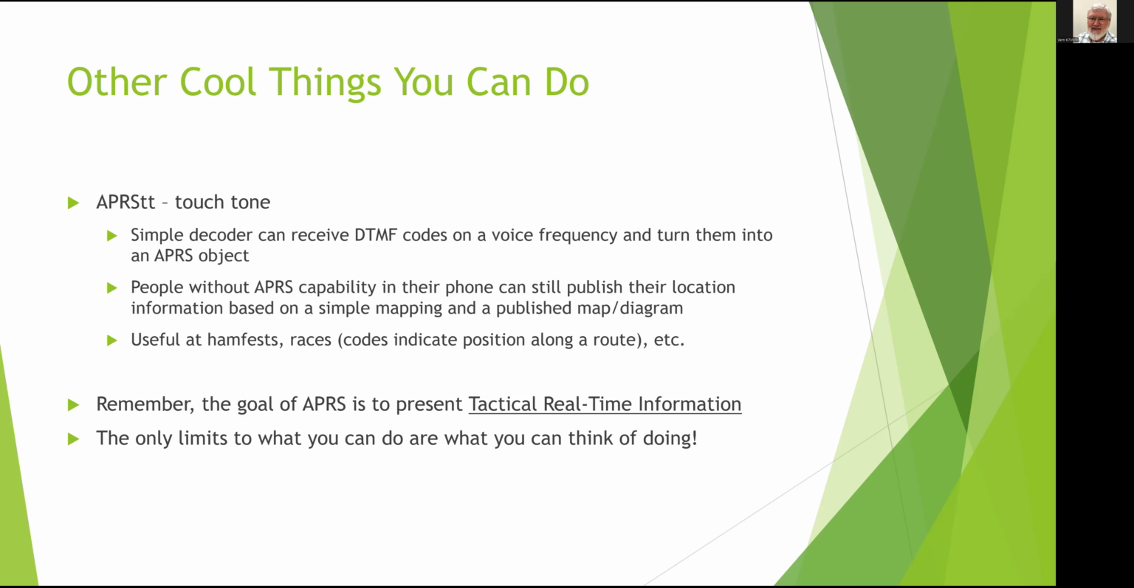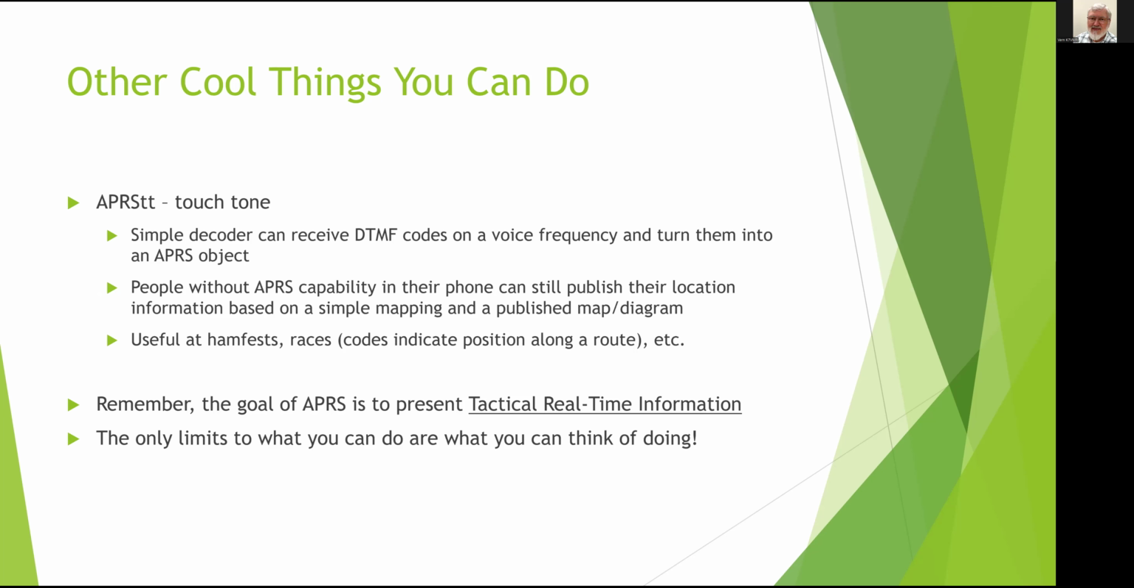Another thing that you can do is this thing called APRS touch tone. So people have built DTMF decoders that they put on regular repeaters or just on a radio somewhere that can hear things. And if I'm at a Hamfest or something, I might have a little diagram of the Hamfest with like a grid drawn on it. And I can use my touch tone on a voice channel to send a code saying where I'm at. And this thing can decode that and put me on a map that APRS people can see as an object.